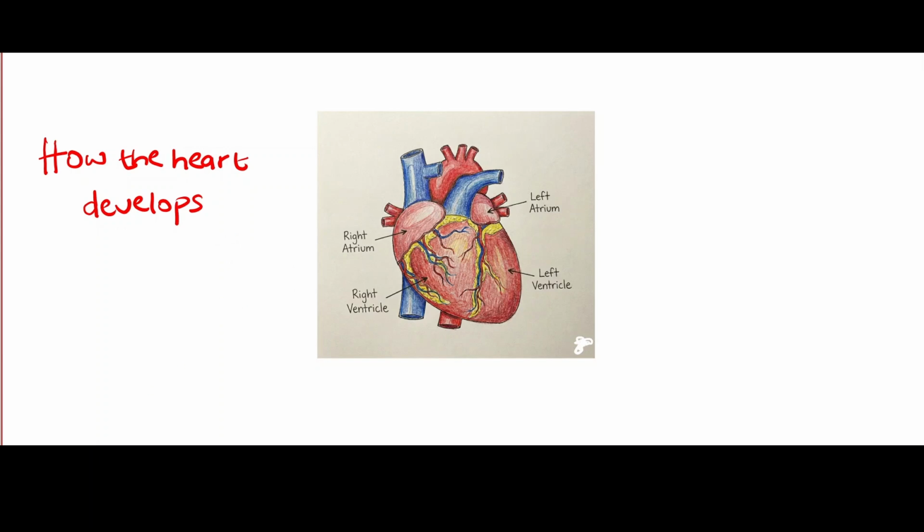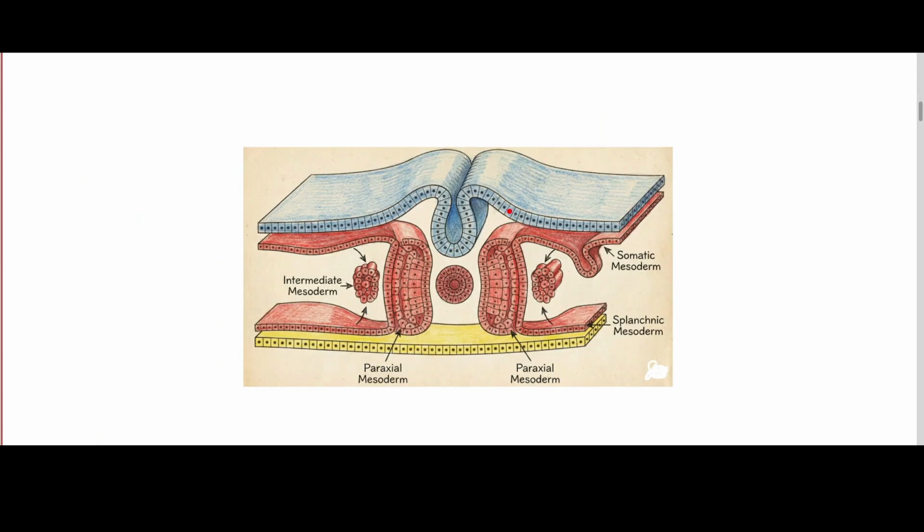Now, during gastrulation, the embryo forms three germ layers, which are the ectoderm, the mesoderm, and the endoderm. Now, the one in blue is the ectoderm. So this one in red is the mesoderm, while this yellow one is the endoderm.